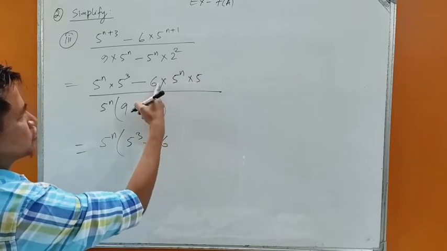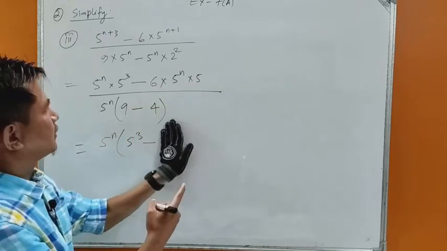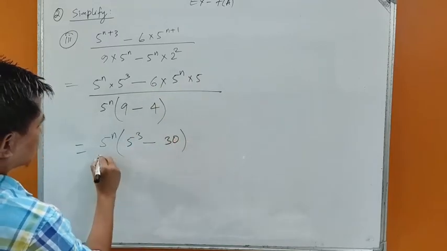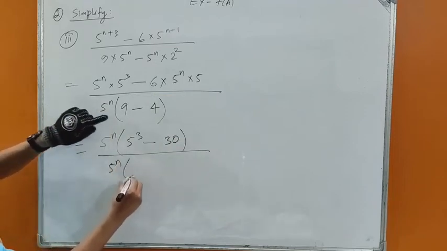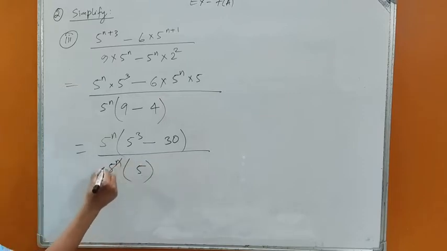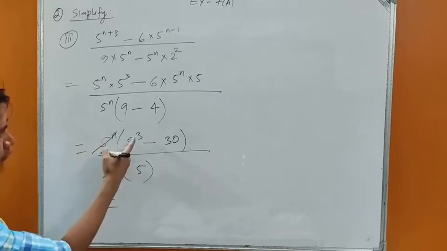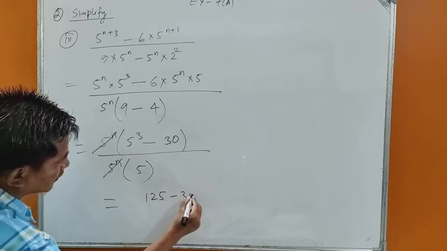into 5, isn't it? So 6 into 5, 5 to the power n is taken common outside, so 6 into 5 is 30. 6 5s are 30, isn't it? So in the denominator we have 5 to the power n, 9 minus 4 is 5, isn't it? So 5 to the power n and 5 to the power n can be cancelled. Same number in the numerator and denominator, we can cancel them. 5 cube means 125, isn't it? Minus 30 upon 5.